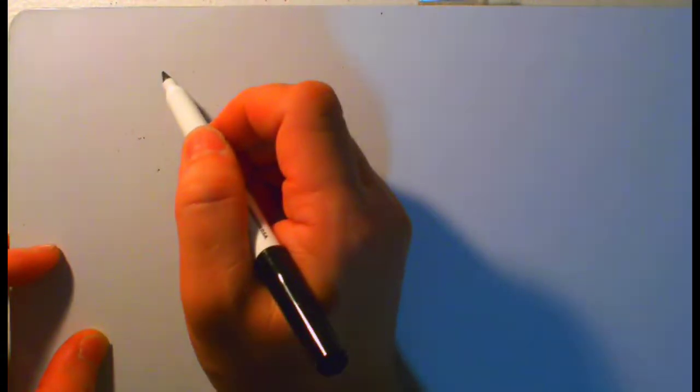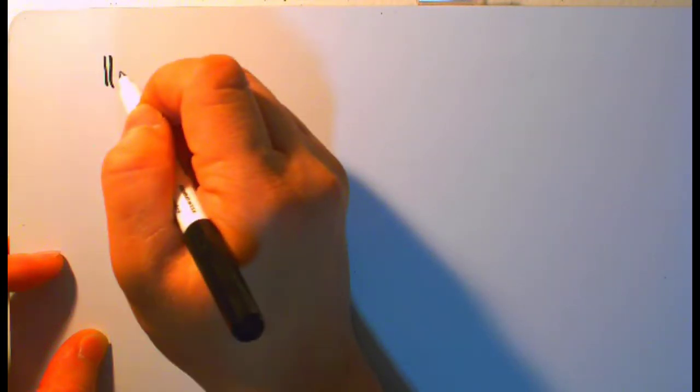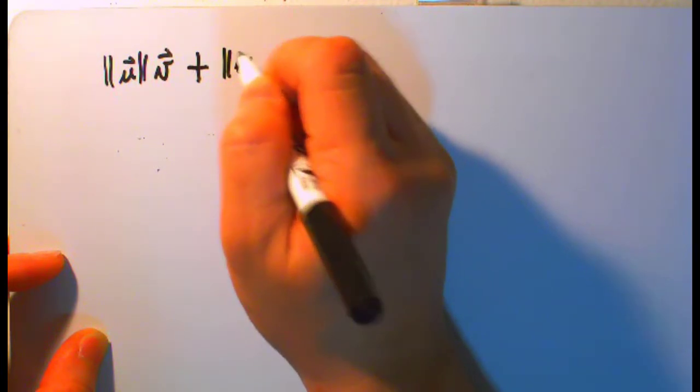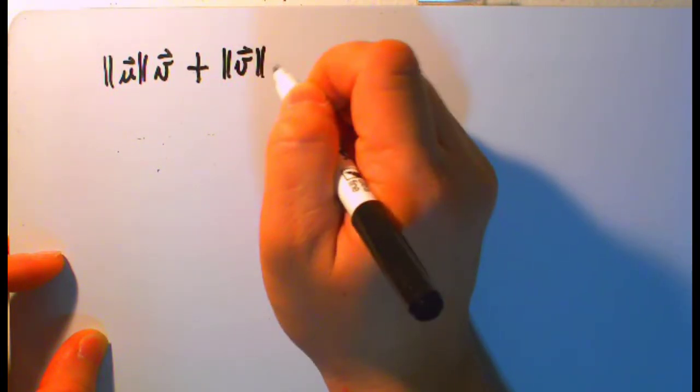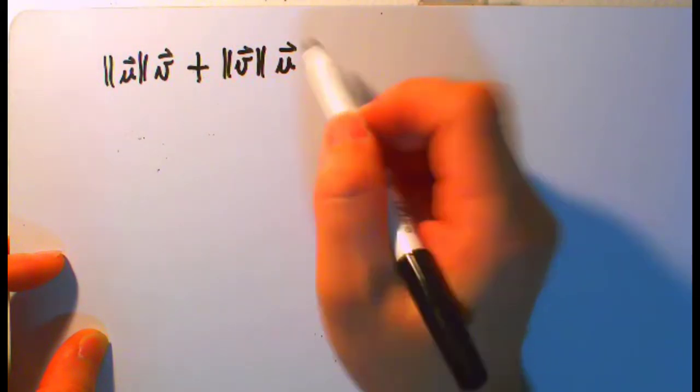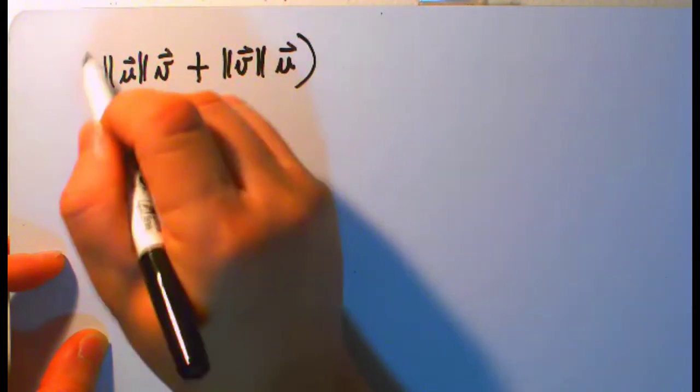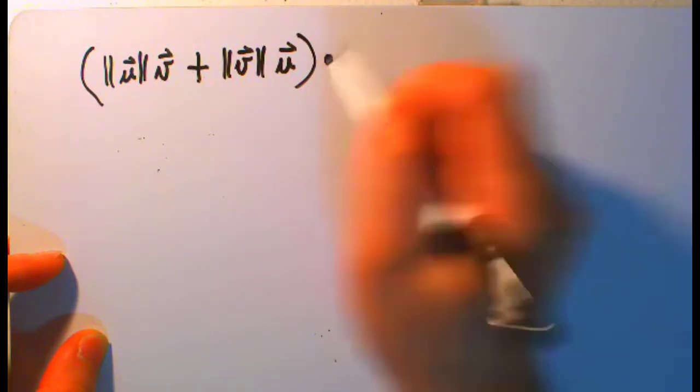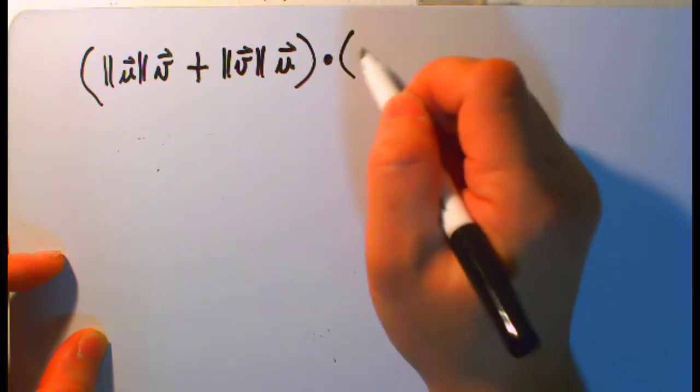Then after that, I am going to define another vector. The vector is defined as following: length of u times vector v, but plus the length of v times vector u. Defining that vector, I am going to take the dot product to itself again.